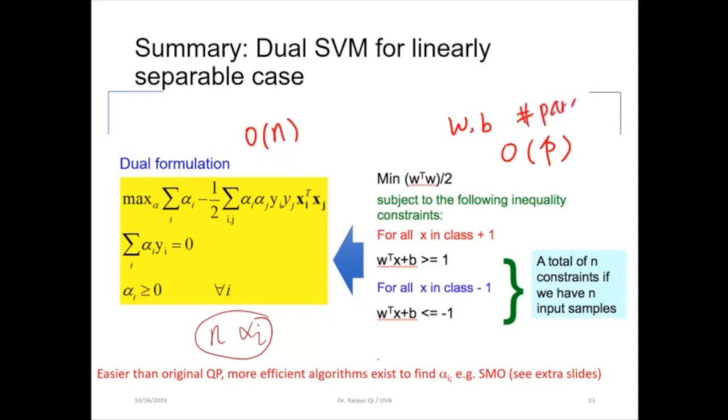So the number of parameters here, and the number of parameters here. Okay, so remember that in the primal formulation, we need to look for P plus 1 parameters. In the dual formulation, we need to look for N parameters.